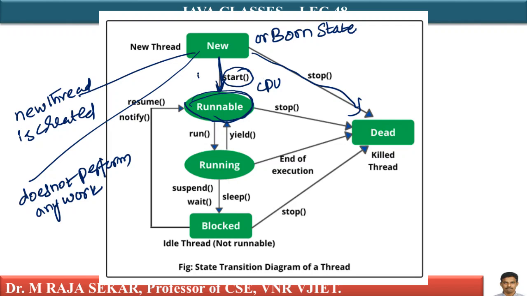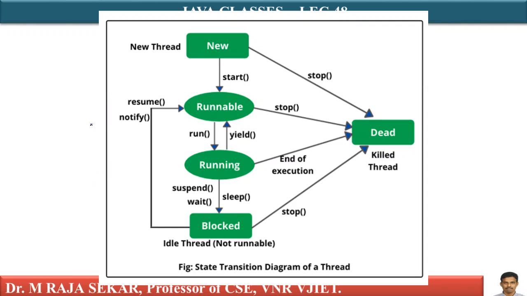This is the first option. What about the second option? It can be killed. A thread can be killed by using the stop method. Once I kill this newborn thread by using the stop method, it will be in dead state. Once I kill that thread, this thread will enter into a state known as dead state.